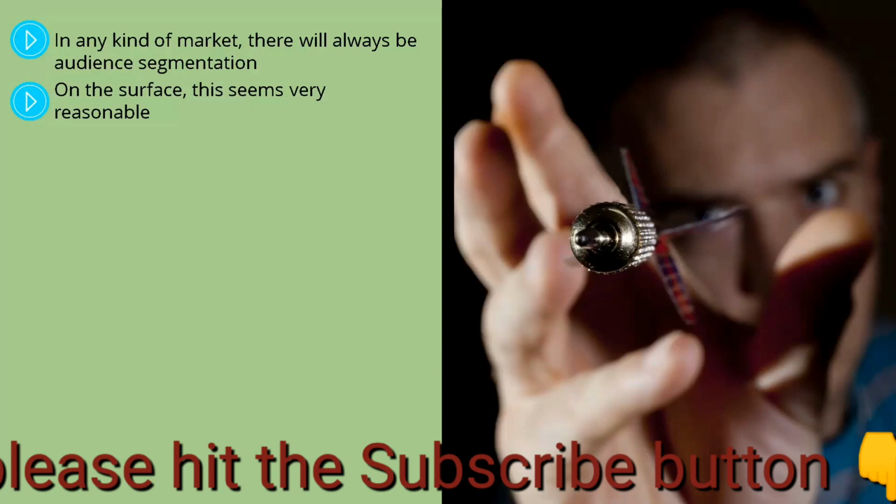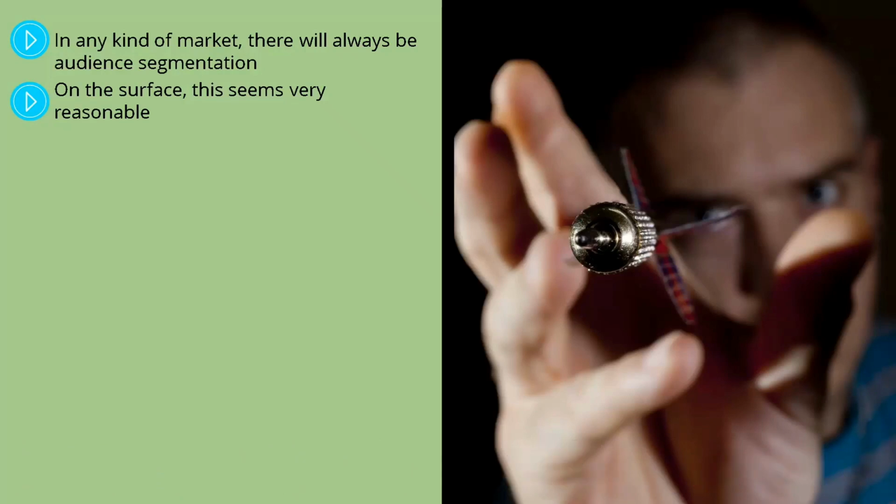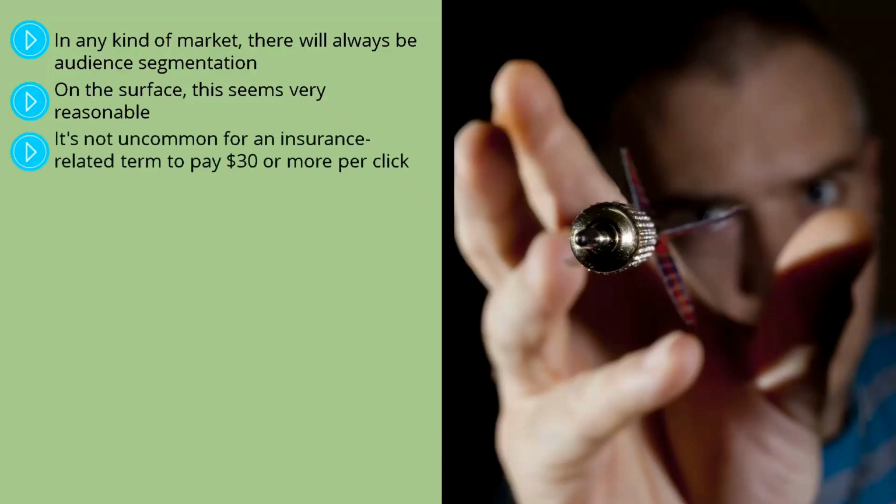After all, when you go to Google Keyword Planner tool and load up all sorts of insurance-related keywords, you get really high figures. It's not uncommon for an insurance-related term to pay $30 or more per click. What's not to love? But here's the problem. That market has many segments. Not everybody who looks for insurance online is ready to buy.